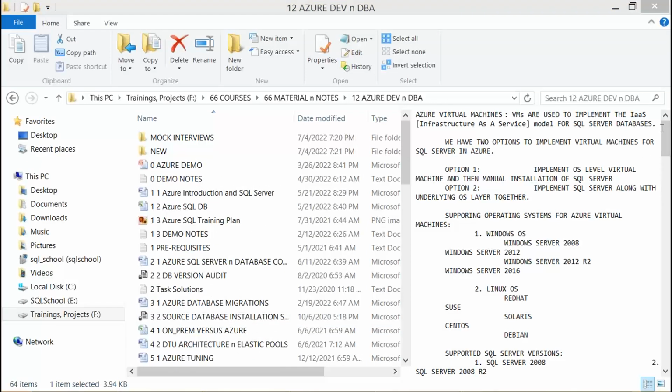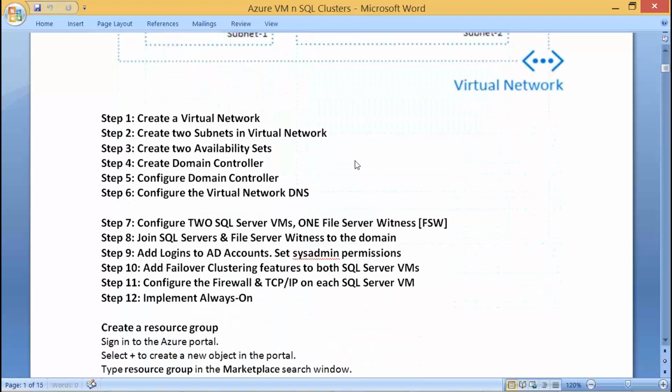Coming to this Always On implementation for Azure SQL DBA, it involves VMs, virtual machines, step-by-step implementation with domain controllers, virtual networks, and so on.